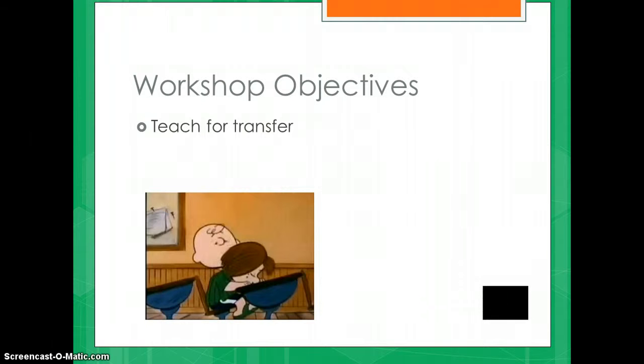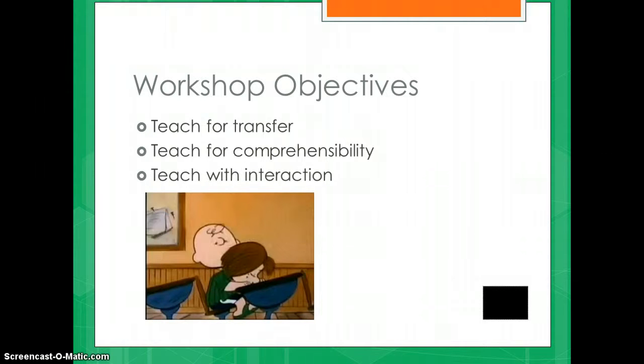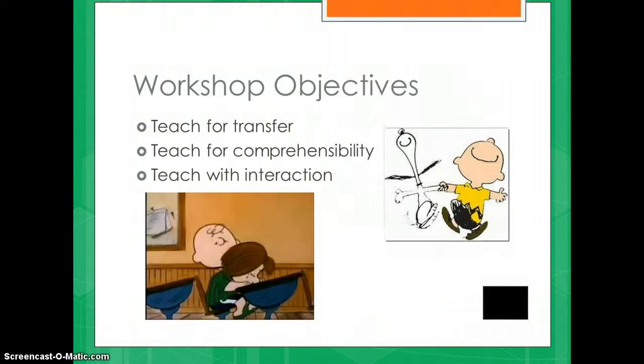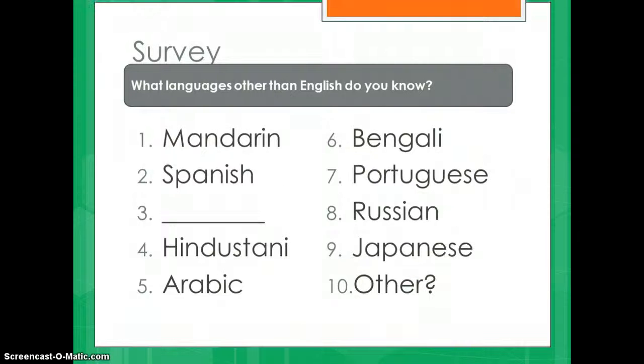So what we want to do is think about three things during this workshop. One is teaching for transfer, teaching for comprehensibility, and teaching with interaction, so that our students can end up doing the happy dance instead.